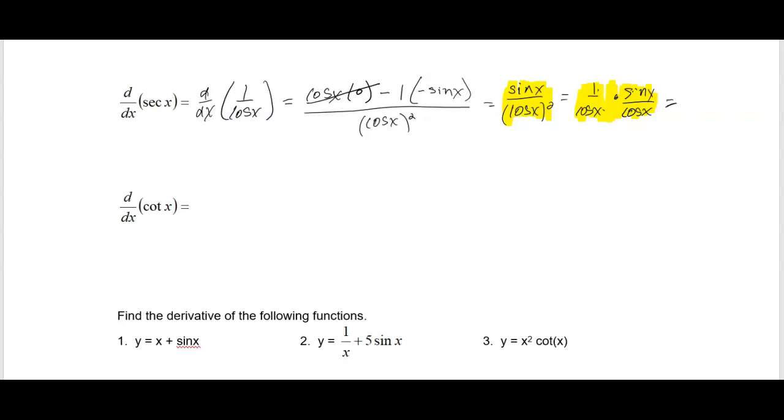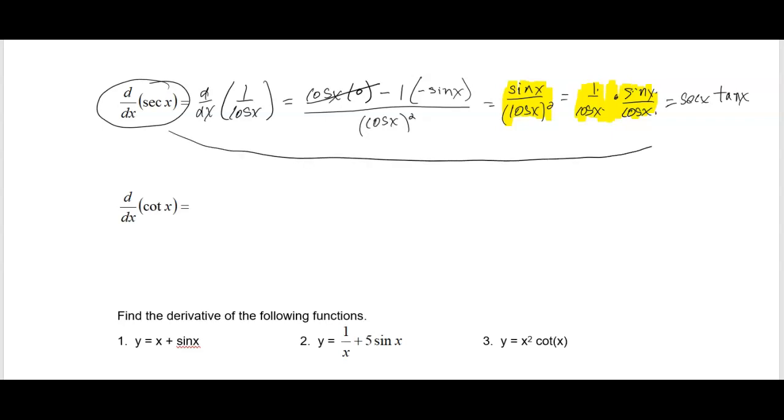1 over cosine is a secant of x. Sine over cosine is a tangent of x. So moving forward, if I ever ask you for the derivative of secant, we want to jump right to that. The derivative of secant is secant x tangent of x. Okay.